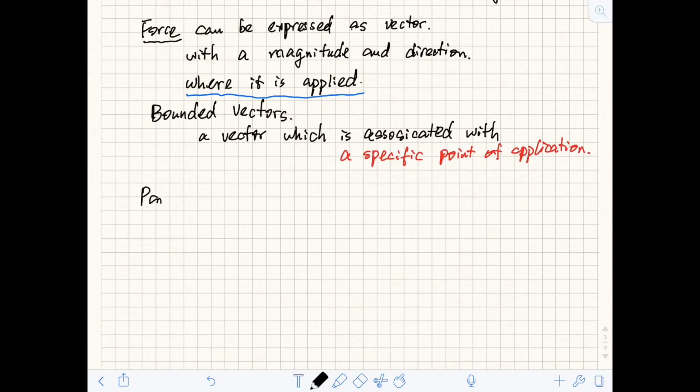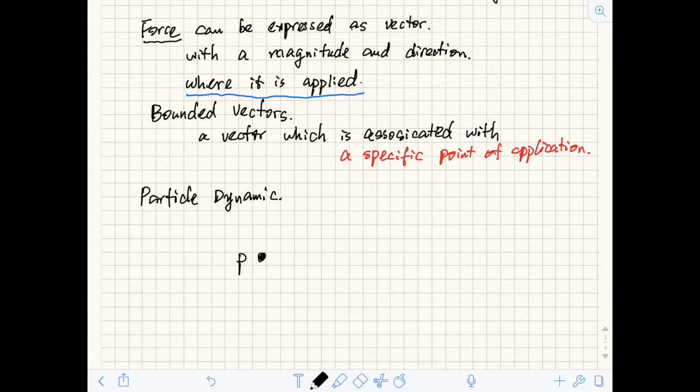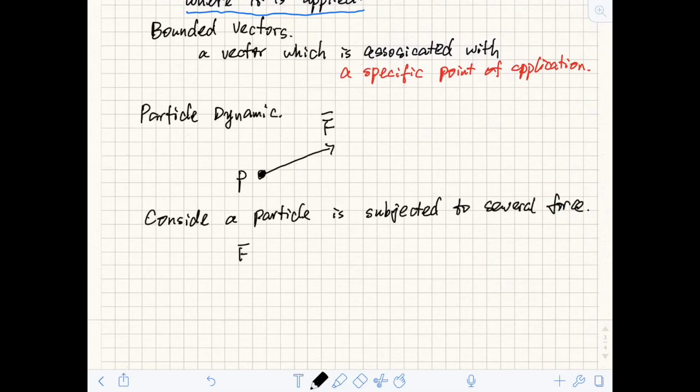If we're dealing with particle dynamics, we know that the bound vector is applied at the position of that particle. So we have some particle P, and the force exerted on it would originate from point P. This is what we call a bound vector, where you start the vector at some particular point, in this case the position of the particle P. Now consider that a particle is subjected to several forces, say F1, F2, F3, etc.